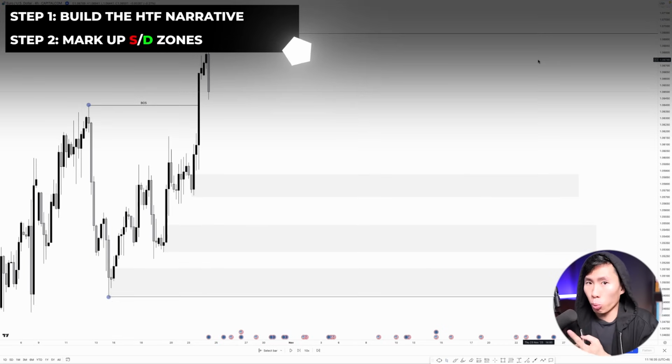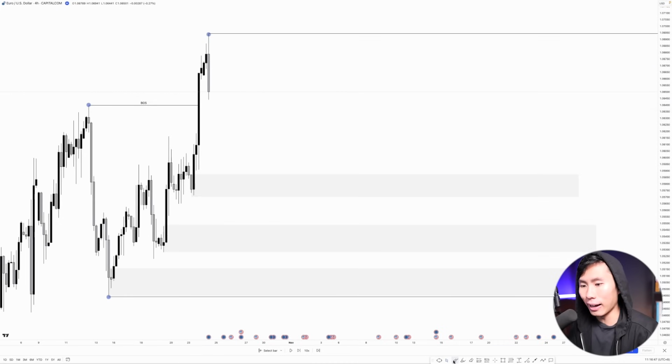Step 2 is also pretty much done because we have already marked up our demand zones, and we know that in a bullish uptrend, we want to trade from demand zones. And the next thing you can potentially do is set alerts at the edge of these zones right here.